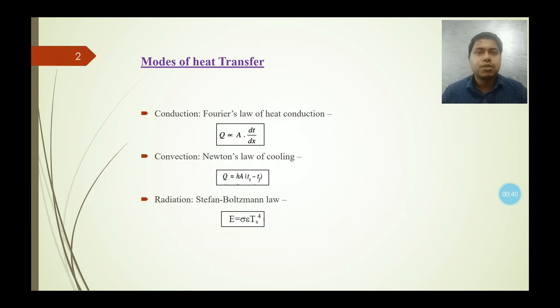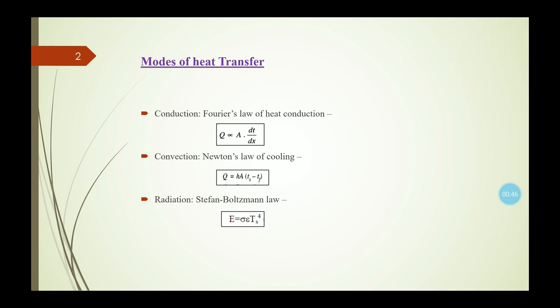Now, before discussing the different numericals, first let us discuss what we have studied in the last class. We will be discussing those in brief today. So, in the last class, we have discussed the different modes of heat transfer. What are the different modes of heat transfer? Actually, there are basic three modes of heat transfer. One is conduction, another convection, and the last one is radiation.